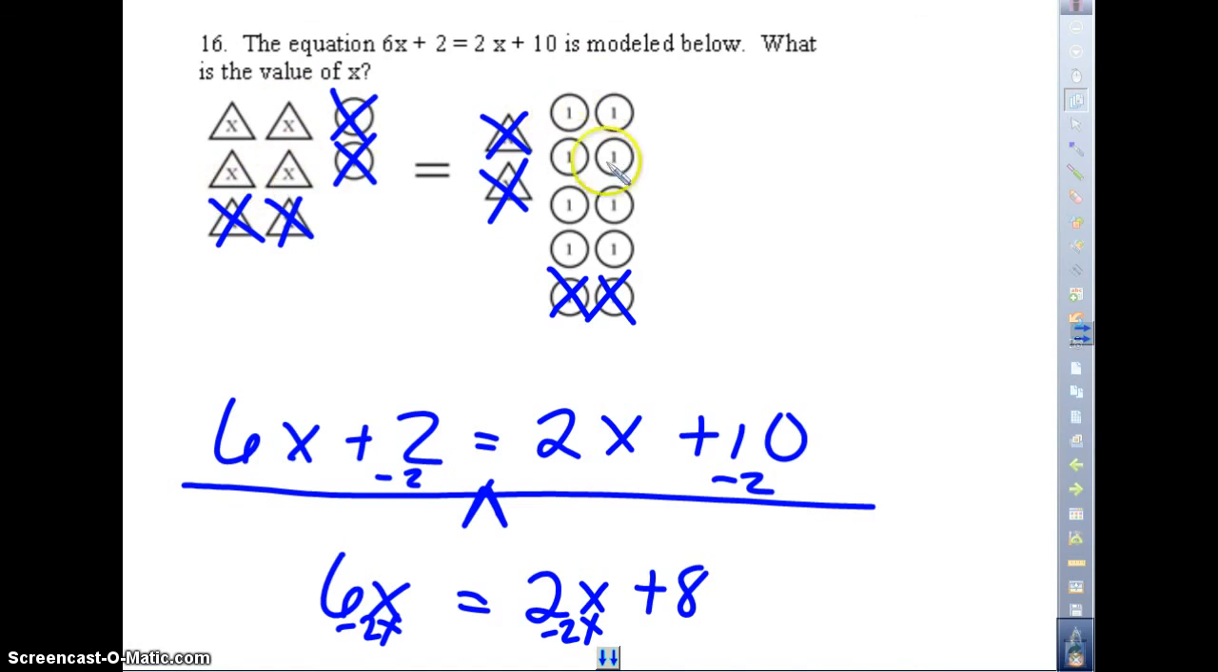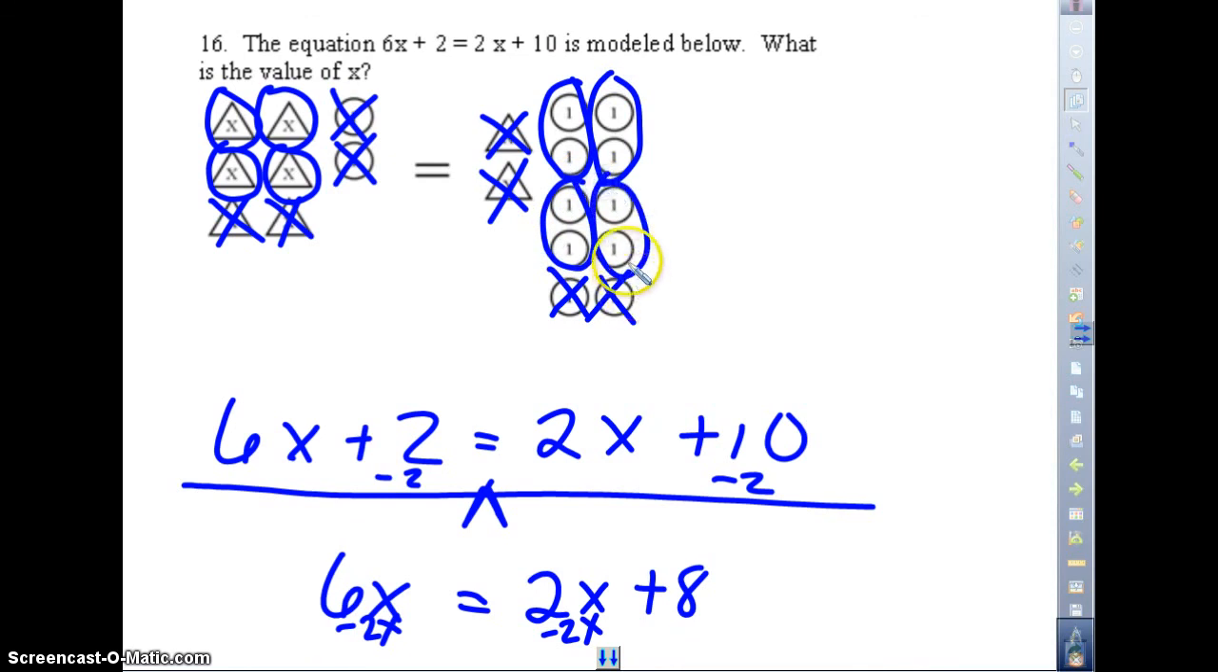So what's left over here has to be divided up into 4 equal groups. So I'm going to group these up. That's one group of x, one group of x, one group of x, one group of x. I have 4 equal groups over here. I better have 4 equal groups over here. 1, 2, 3, 4. How many's in each group? Yeah, 2. Each one of these x's is worth 2.